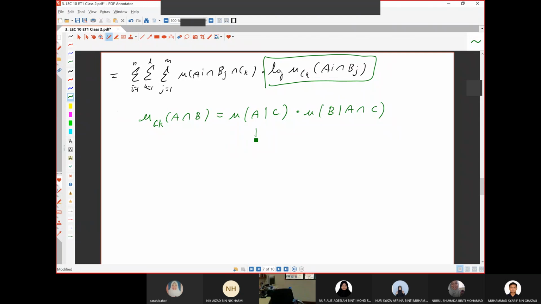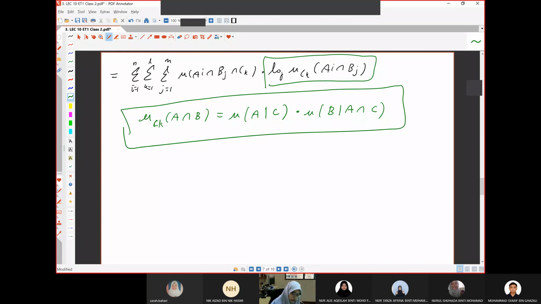Sebab apa yang ni? This one coming from mu of A intersect C over mu C, betul tak? So instead of using that, I'm using this one, the conditional yang ada given that. Okay, so mu C of A intersect B is equal to mu C of A, given that C, multiply with the mu of B given that A intersect C. Okay, this is how we can write this, the green part.